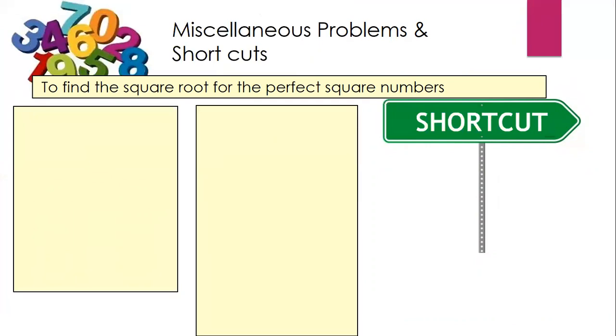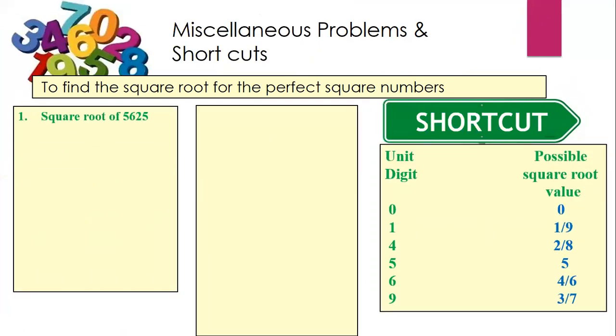Okay, so let's take an example. Square root of 5625. The first thing you're supposed to do is, from the right hand side, split two numbers. Now, first you need to take 56. What is the nearest perfect square which is less than 56? It is 49. So 49 is the square of 7. So the first digit will definitely be 7. Now we need the unit digit of the perfect square. Here it is 25. When it ends with 5, I have only one possibility, which is 5. So our answer is 75.